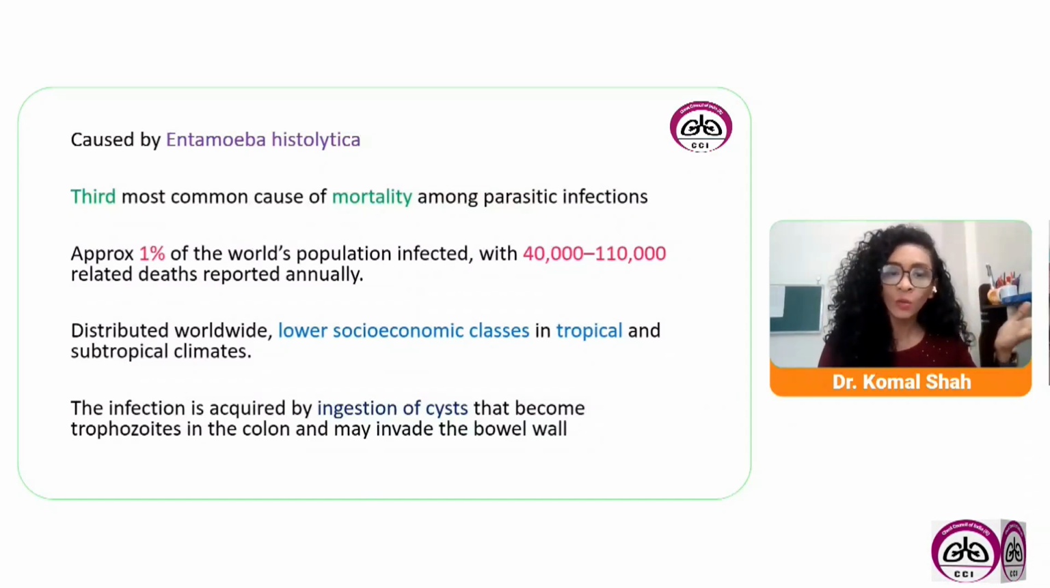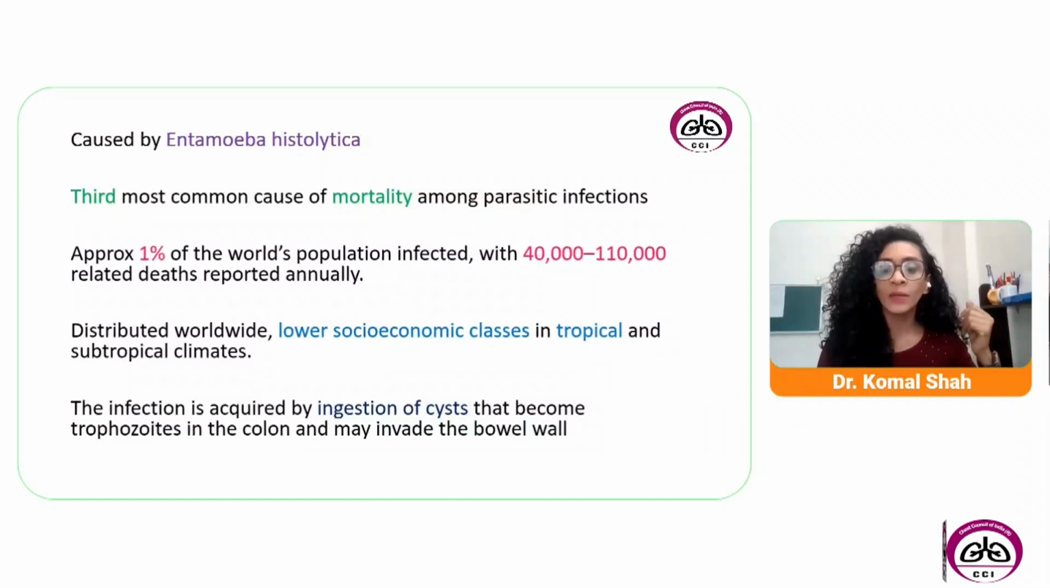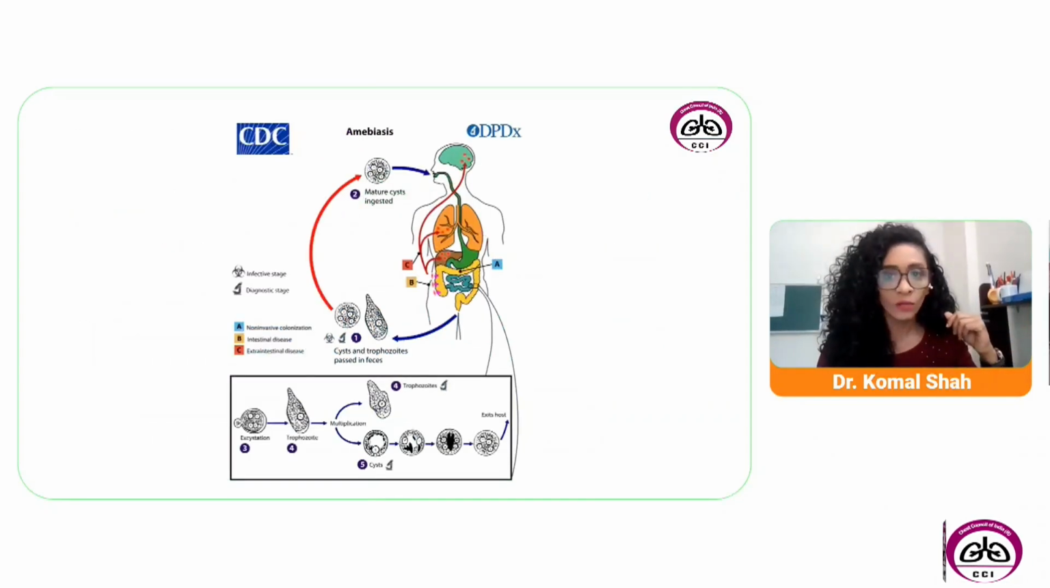It is distributed worldwide. However, low socioeconomic status and tropical and subtropical climates are more prone to get this infection. The infection is acquired by ingestion of cysts that become trophozoites in the colon and may invade the bowel wall.